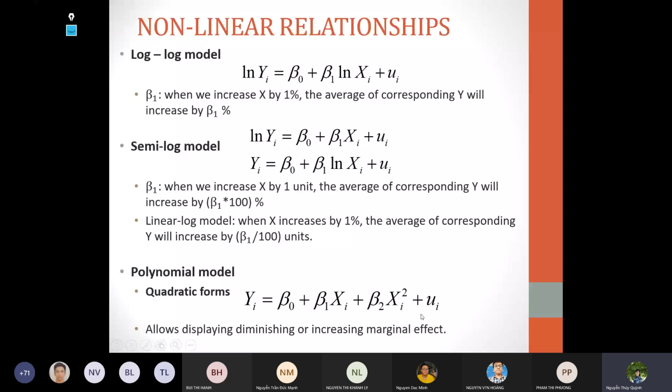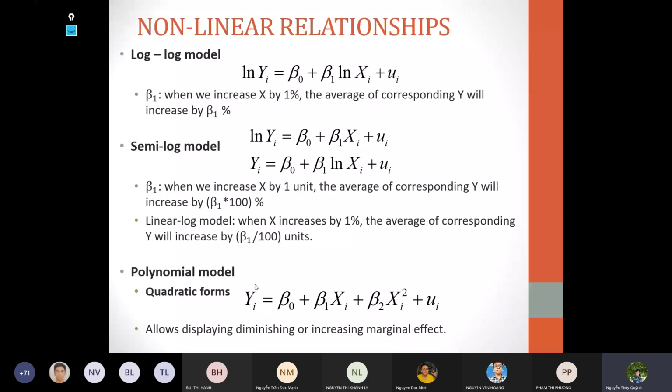Those polynomial models, like the quadratic model or cubic model, allow you to display the diminishing or increasing marginal effect of the independent variables on the dependent variable.